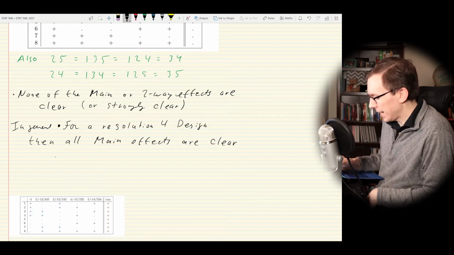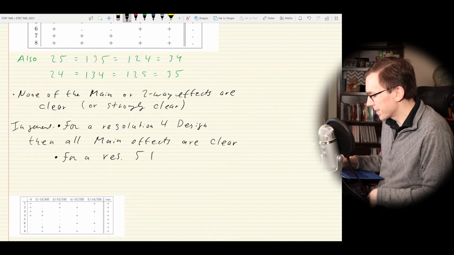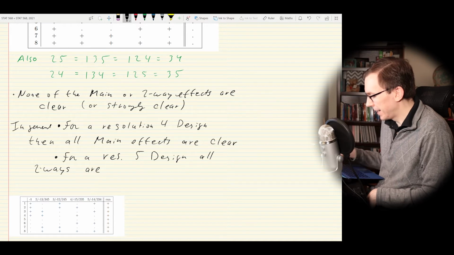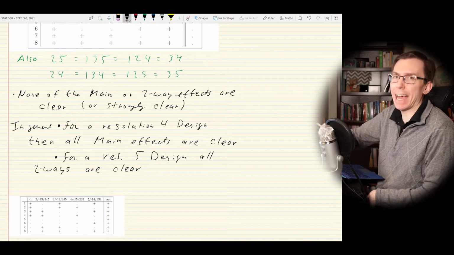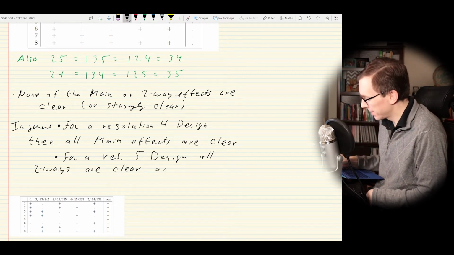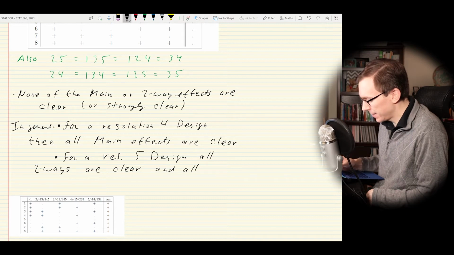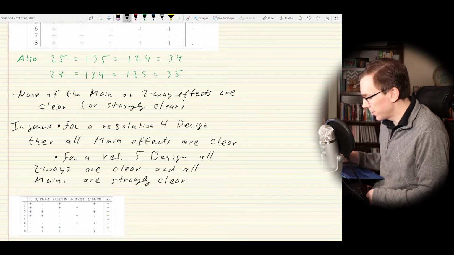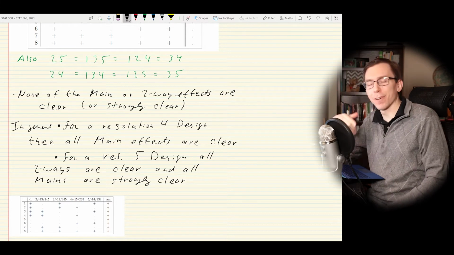And the other thing is that for a resolution 5 design, all two-ways are at least clear. Again, they could be strongly clear, but they have to at least be clear. And all mains are strongly clear. So this is why, again, people like resolution 4 or 5 designs.